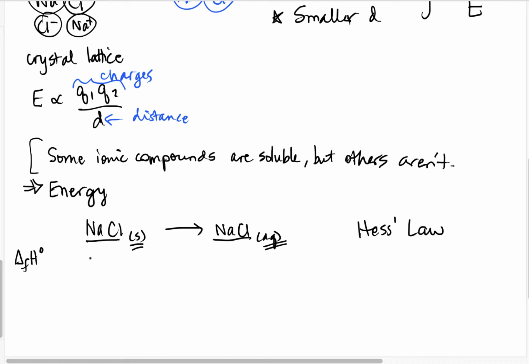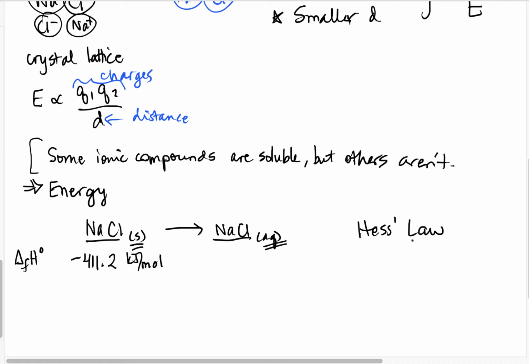We already have from our book that the amount of energy to form sodium chloride in its solid form is minus 411.2 kilojoules per mole. But we'd have to find this other amount of energy somewhere else.